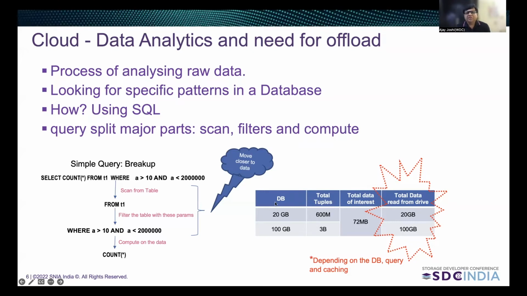What we notice is that when you have a huge database, the data transferred across the network is 20 gig or 100 gig based on the database size. Whereas in this particular case, the data of interest is just 72 MB. As you keep increasing the database size, the amount of data transfer keeps going up. So what can we do? The easiest answer would be to move the scan and the filter operations closer to the data so that we can transfer only the data of interest, that is 72 MB.